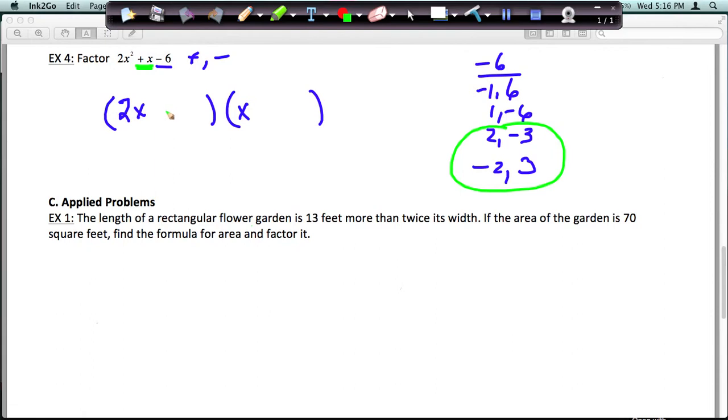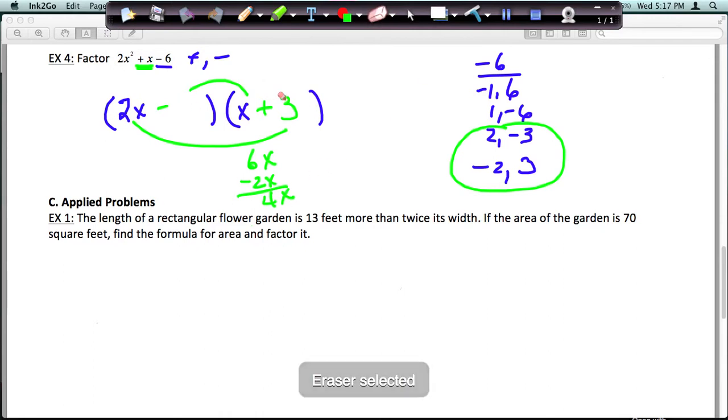So I'm going to try a negative 2 and a positive 3. And I'm going to check to see if my outside and my inside terms add to be 1x. So my outside terms I get 6x, and my inside terms I get negative 2x, and that does not add to be 1x. So I need to switch the 3 and 2 and see what we get.